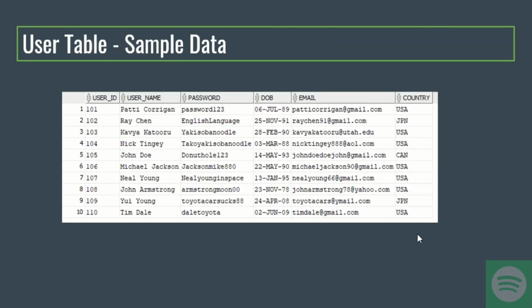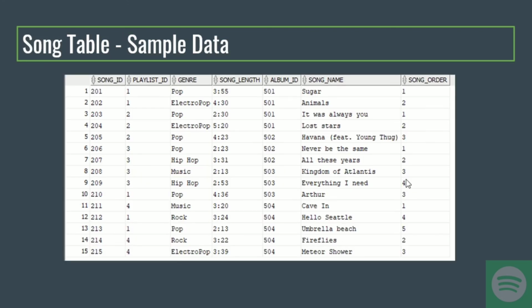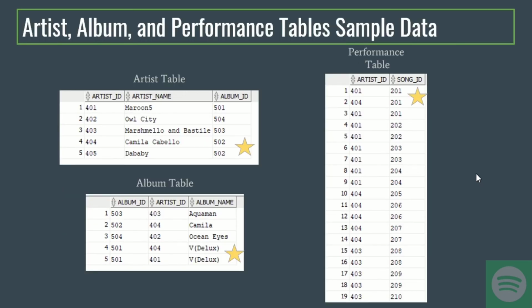So just to look over some sample data, this is sample data for user IDs, where we were able to put in a username, password, date of birth, email, and country of origin. We have a song table with sample data of the songs that we were able to enter in, including genre, length, the album they're associated with, song name, and then song order, which I'll talk about in a second.